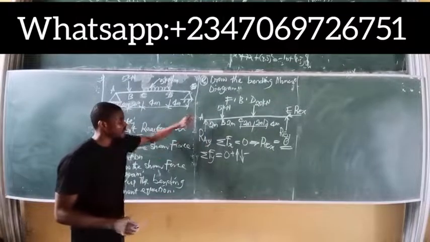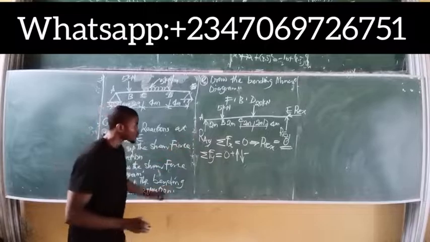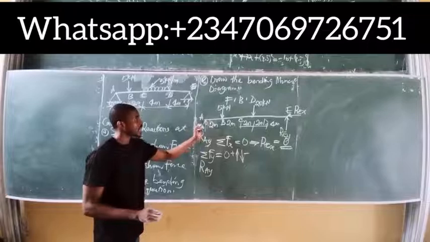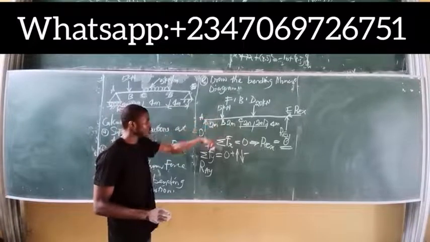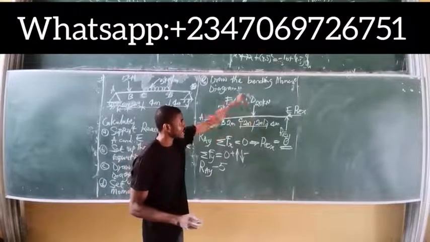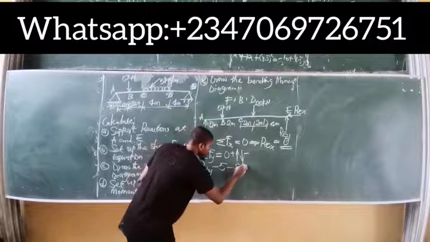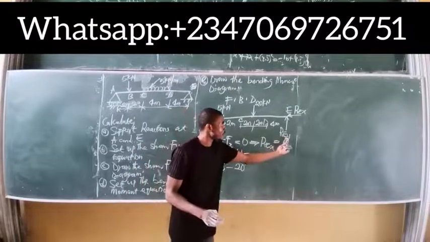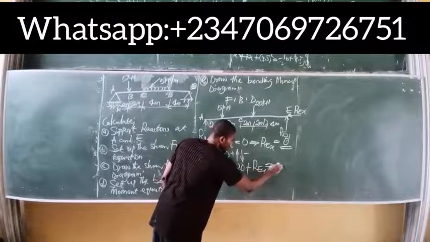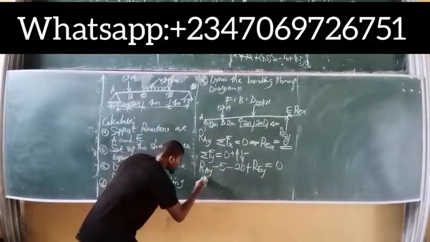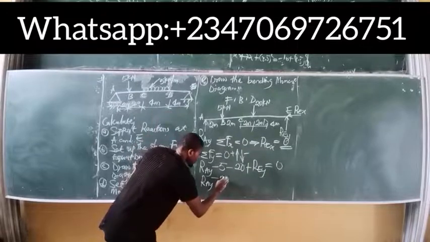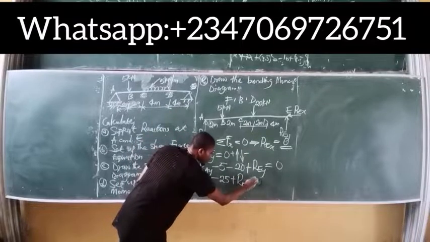Okay, so let's start. At point A, we have RAY, right? RAY is positive because it's pointing upwards. At point B, we have the 5 kilonewtons force acting downwards, so the value is minus 5. Next, we have the 20 kilonewtons force acting downwards, so it becomes minus 20. Finally, at point E, we have REY pointing upwards, that's simply plus REY. And the whole of this is 0. So RAY minus 5 minus 20 is minus 25. Minus 25 plus REY equals 0.